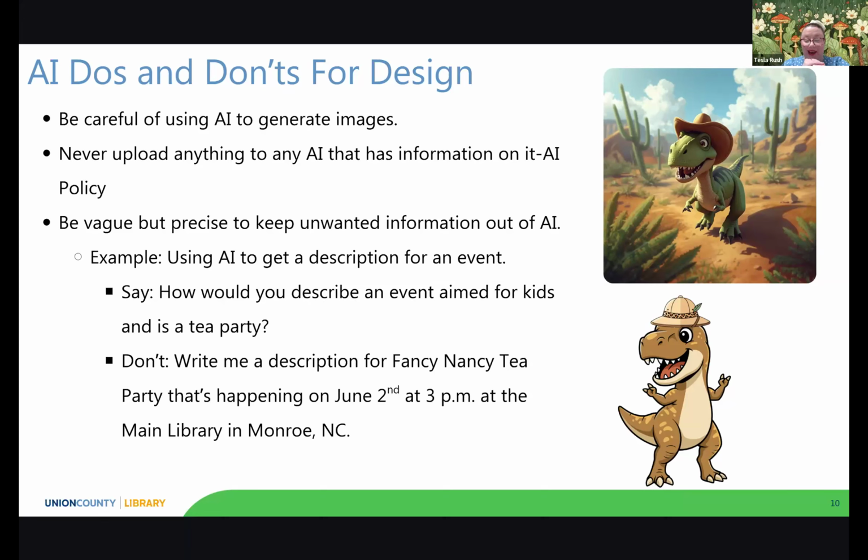And another tip that I have that people normally don't like when I say is be vague but precise to keep unwanted information out of AI, which sounds like an oxymoron. But basically, what that means is you kind of want to get a little information, but not the whole chunk. So, if I was wanting a description for a Fancy Nancy tea party, which we have done here, I would say, how would you describe an event aimed for kids and as a tea party? I didn't include Fancy Nancy. I didn't include times, locations, just to get a general idea to get the ball rolling.